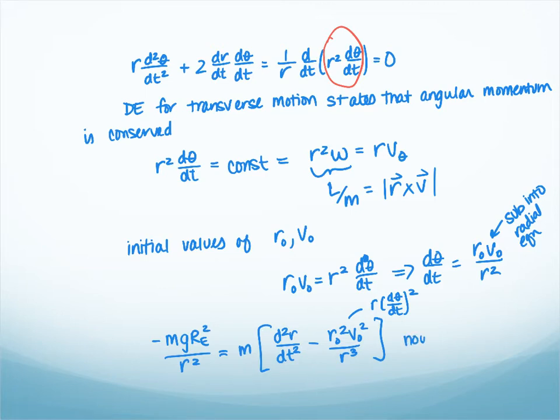Now, we want to make a change of variables. What's happening here is that we have the relationship of r with respect to time, but what we really want is an equation for the path. So we want some sort of differential equation that makes a relationship between r and theta, because that's how we can get the equation for the path of the object. So we want to make that substitution.